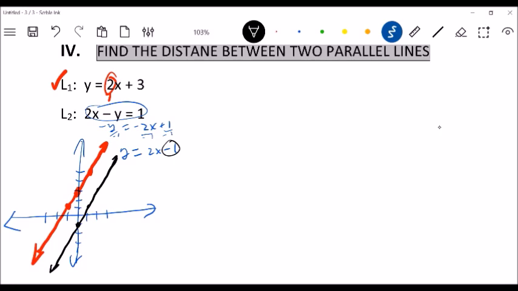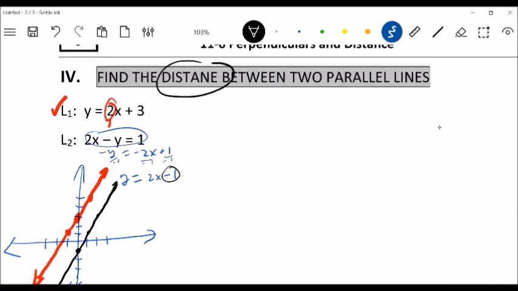So what we're going to do next is we are going to figure out the distance between them. Okay, so we want the distance. I think that needs to be written. Distance. So there's a C missing. So distance between two parallel lines.